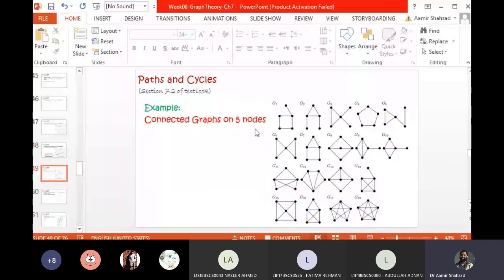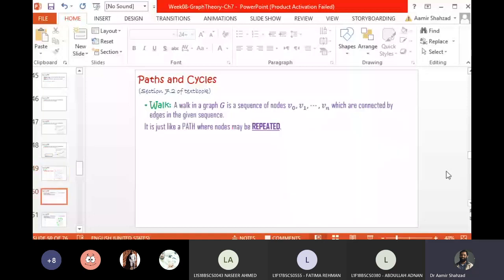So over here, on 5 nodes, I have drawn a number of connected components. So these are all connected components. These are all possible connected components on 5 nodes. So you can verify these, draw these, you can see. So we define walk. Walk क्या है? A walk on a graph G.